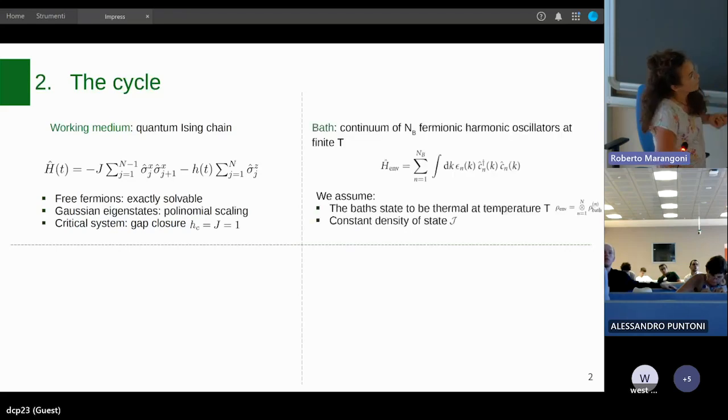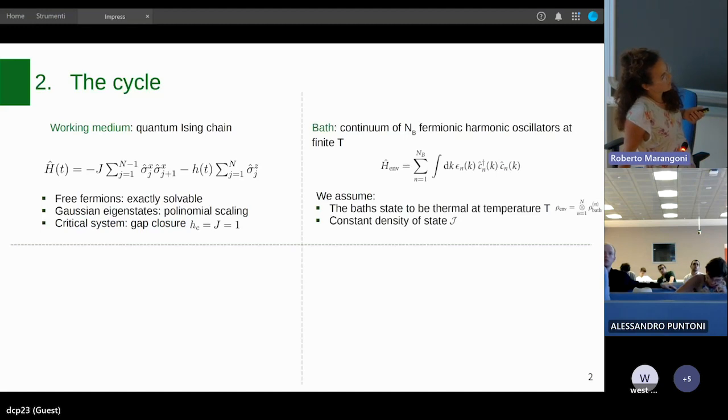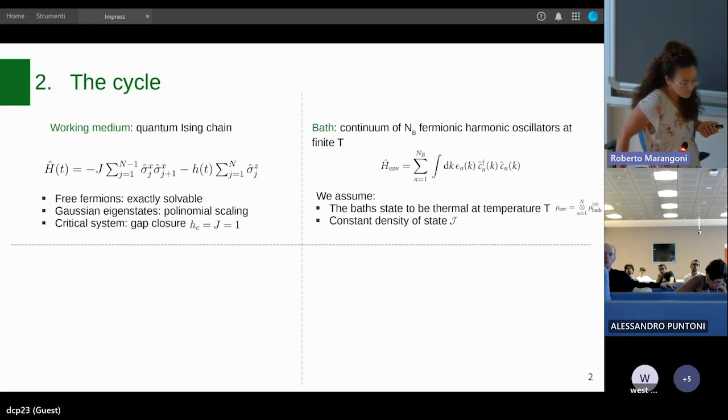And then I had to define the bath. So we chose a quite complicated setup. It's not so complicated. We chose a number n of baths that turns out to be the same number of spins. These baths are made of fermionic harmonic oscillators, as I told, at some finite temperature. This is the Hamiltonian describing the baths. The two assumptions we make on these baths are that they are in a thermal state at the temperature, and they have a constant density of states that we call J.